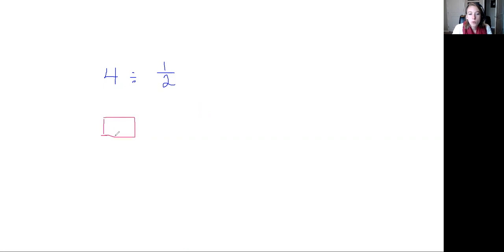I'm going to get 4 wholes. So I'm going to draw 4 rectangles, 1, 2, 3, 4, and they don't have to be perfect, but we want them to represent wholes, so they need to be roughly the same size. And then I want to see how many 1/2s are in 4. So I'm going to split each of these wholes in half, splitting them into 2 equal parts.